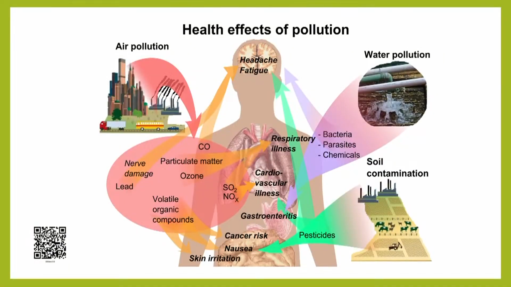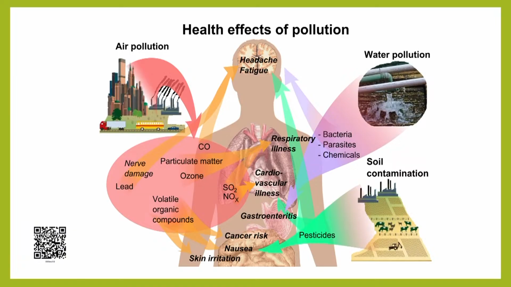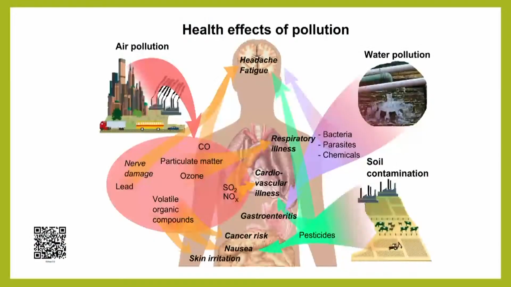So you can see this is the human body, and all types of air pollution impact our health: our brain, lungs, kidney, liver, skin. As you can see in the figure, most of the body parts are affected. Health effects of pollution: carbon dioxide, particulate matter, ozone, oxides of sulfur and nitrogen, lead and volatile organic compounds. They are the main components of air pollution, water pollution and soil pollution.